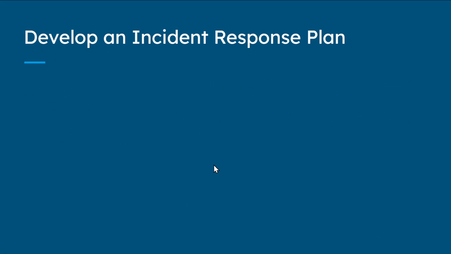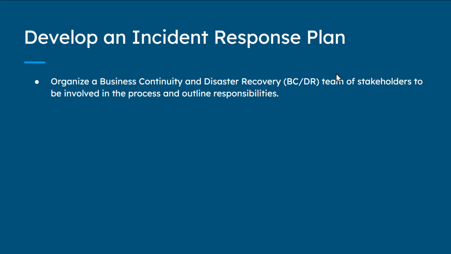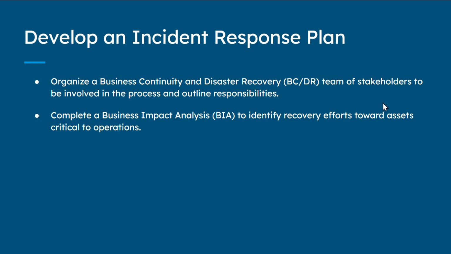So part of that is to develop an actual incident response plan, and there are a series of steps, but the overarching main ideas are to organize a business continuity and disaster recovery team. And that includes stakeholders, right? Not everybody, but those that need to be involved in the process, and outline the responsibilities pretty succinctly for them. Complete a business impact analysis, a BIA, to identify recovery efforts toward the assets that are critical to the operations.